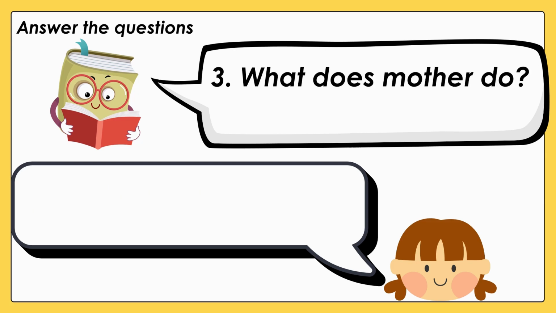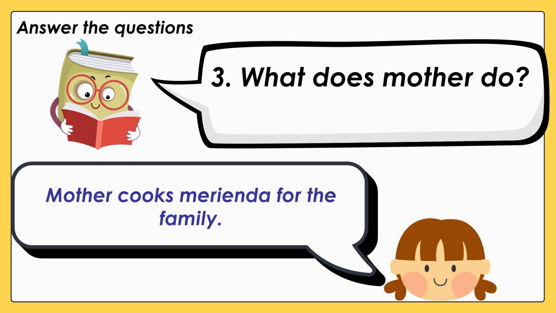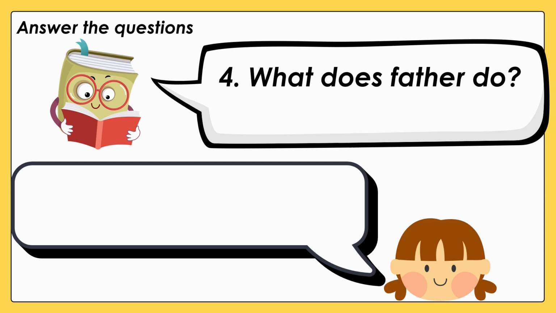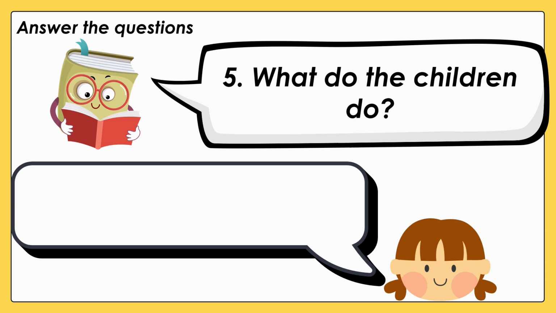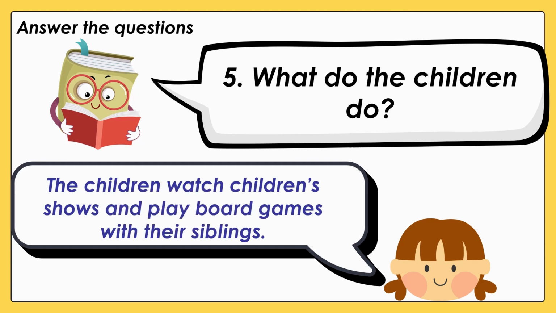Number 3, what does Mother do? Mother cooks merienda for the family. Number 4, what does Father do? Father reads the newspaper. Number 5, what do the children do? The children watch children's shows and play board games with their siblings.